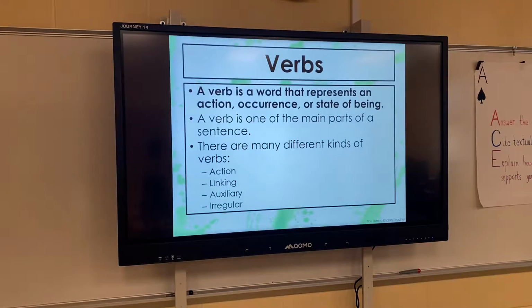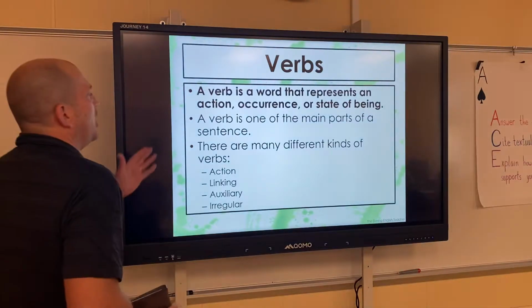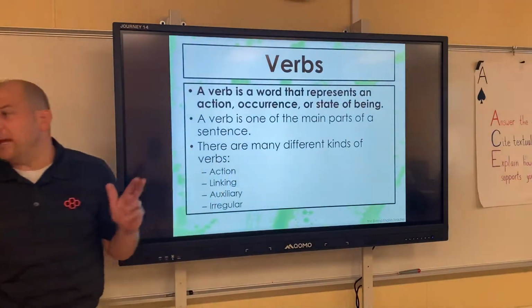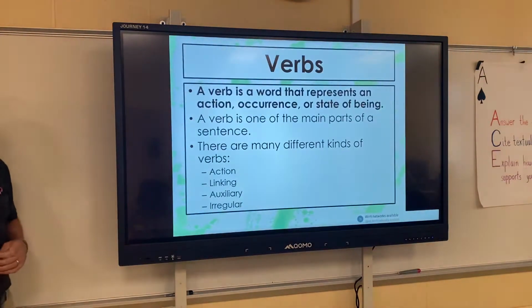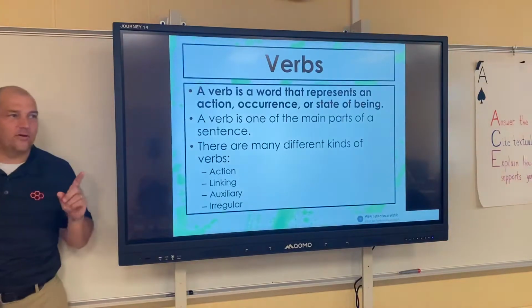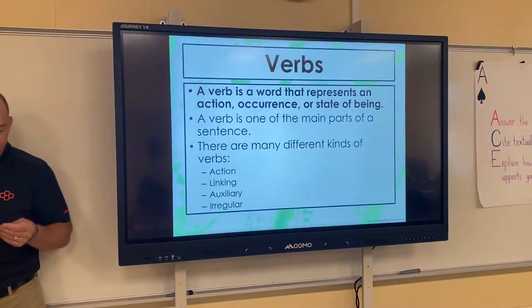Here we go. Write this down, the bold. A verb is a word that represents an action, occurrence, or state of being. You need to write that down. A verb is a word that represents an action, an occurrence, or state of being. Make sure you write that down. Crucial. You do not want to confuse noun and verb. You need to know what a verb is.